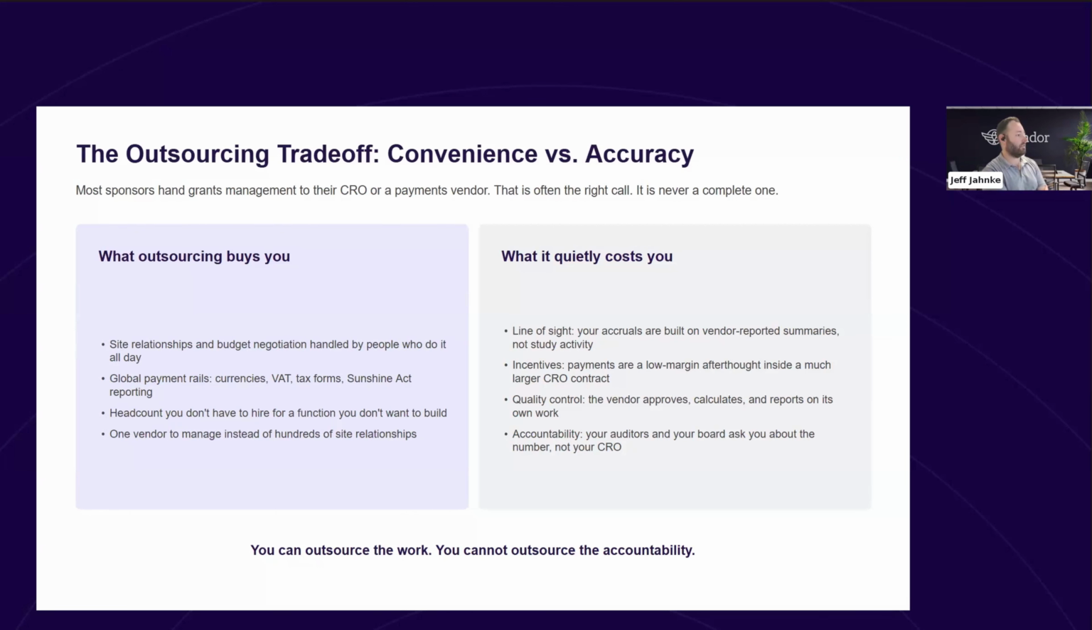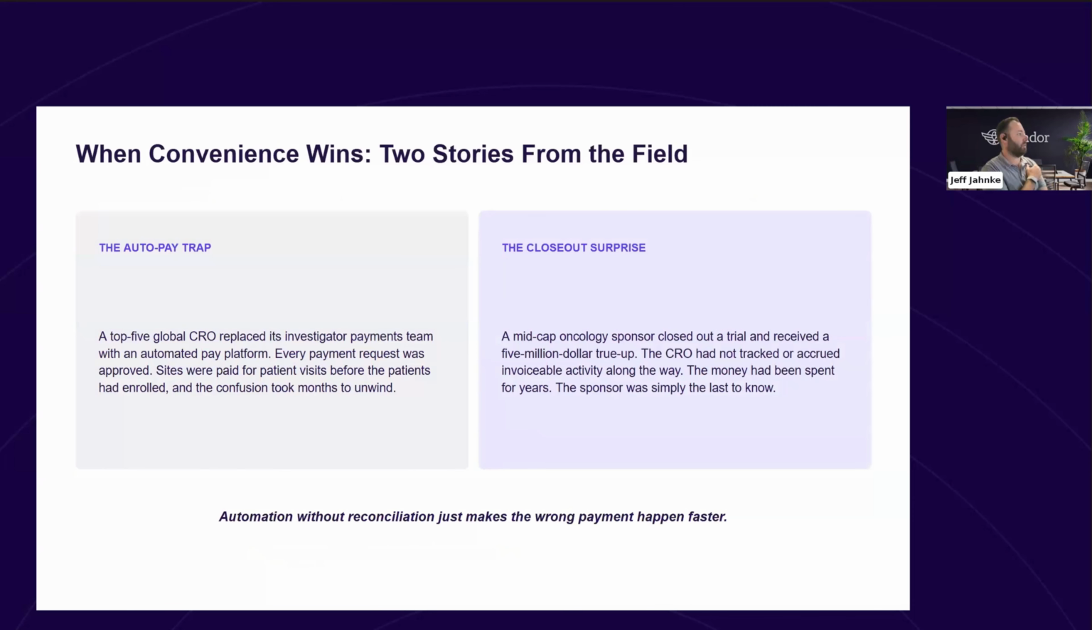And at the end of the day, your auditors and board are asking you about the numbers. They're not asking your CRO. They're not asking your payment vendor whether or not they're accurate. It's up to you to manage that relationship. So at the end of the day, you're able to outsource the work, but you can't afford to outsource the accountability. And here's a couple stories about when convenience wins, but kind of turns into a pretty messy situation.